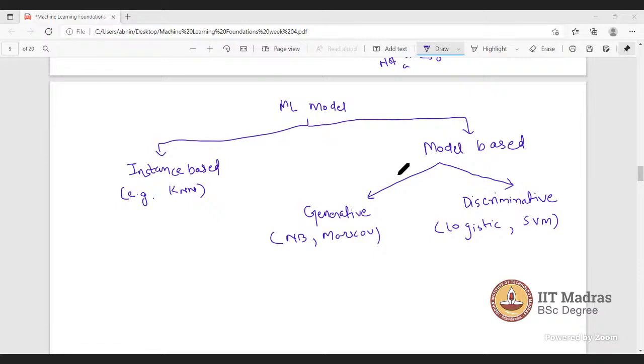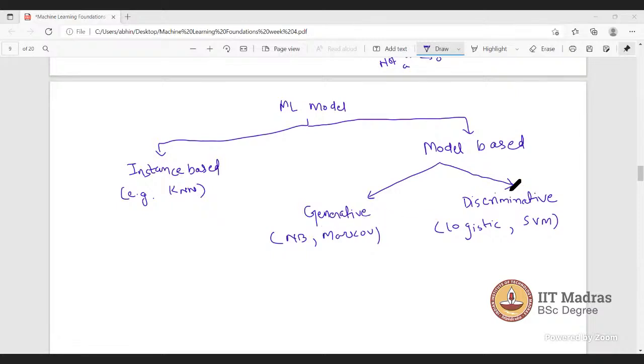In the model based approach, we have two further classifications, generative and discriminative. When we are finding parameters of a particular distribution, for example a normal distribution with standard deviation and mean as parameters, suppose we are finding this sigma and mu based on our data, then we are saying it's a generative model. It tells what the next data will be based on the previous data that we have seen. Such a model will be called a generative model.